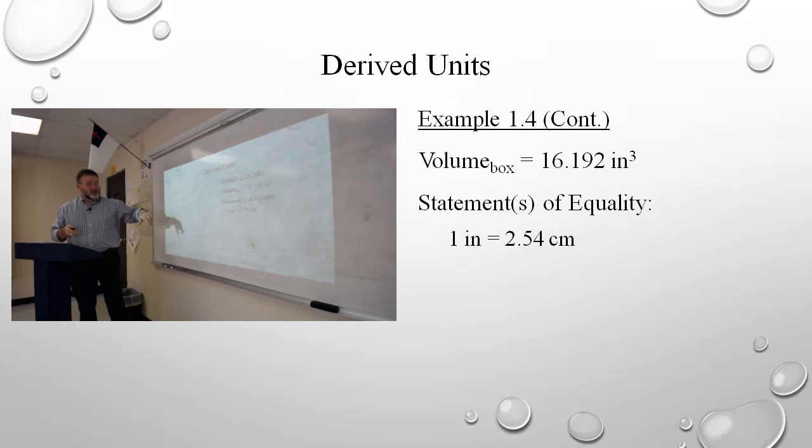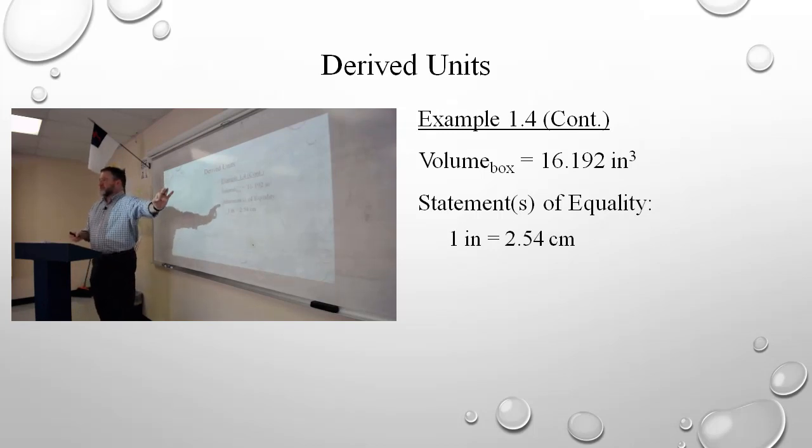You can pull out a statement of equality there that 1 inch is equal to 2.54 centimeters. That's my bridge that's going to get me from English units into metric units. So I need some statement of equality that's going to move me from one unit system to the other. And I know that if I have that key, I can take it from this unit system of inches cubed and eventually get it into the metric system of liters, because I have an equality that takes me from one system to the other.